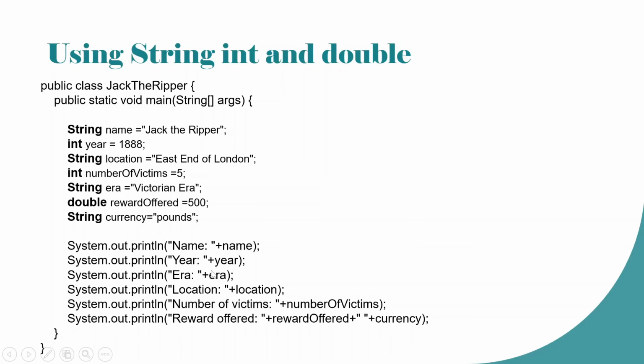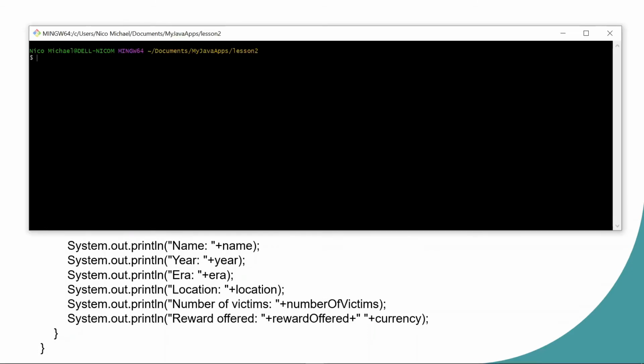Now, lazy developers, when they want to convert numeric types into strings, they will put double quote, no space, and another double quote, and then plus the numeric variable. And that will automatically turn it into a string with the numeric variable's value. Let's go and have a look at this in code.